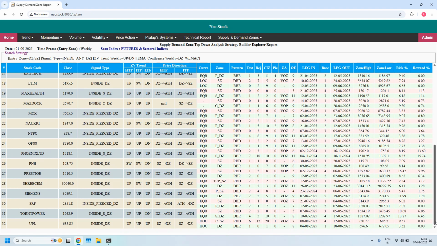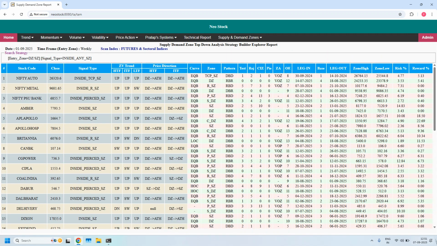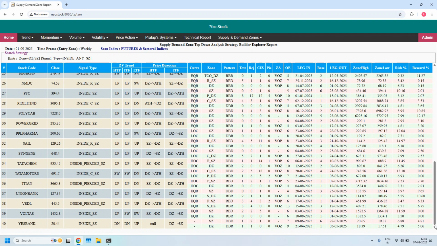Okay, next, price closed inside the weekly supply zone. First 15 stocks in the list. Scrolling the list down. Total 40 stocks are filtered.